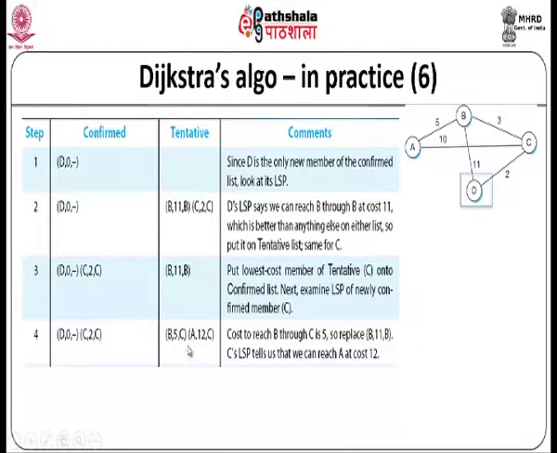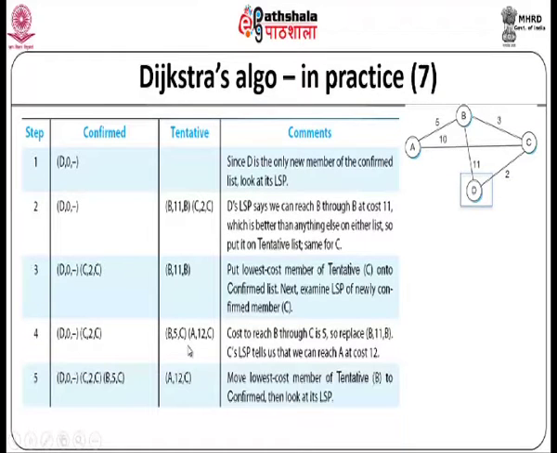Now again, the next step will be to choose the one which is least cost out of this. So B5C is moved here. You have A12C which is sitting here, and now look at the LSP of this node B, the one that we moved to the confirmed list. If you look at the LSP of B, it gives you a cost to A of 5, and of course the cost to C is already known, right. So this is what we have. A12C is what we have.